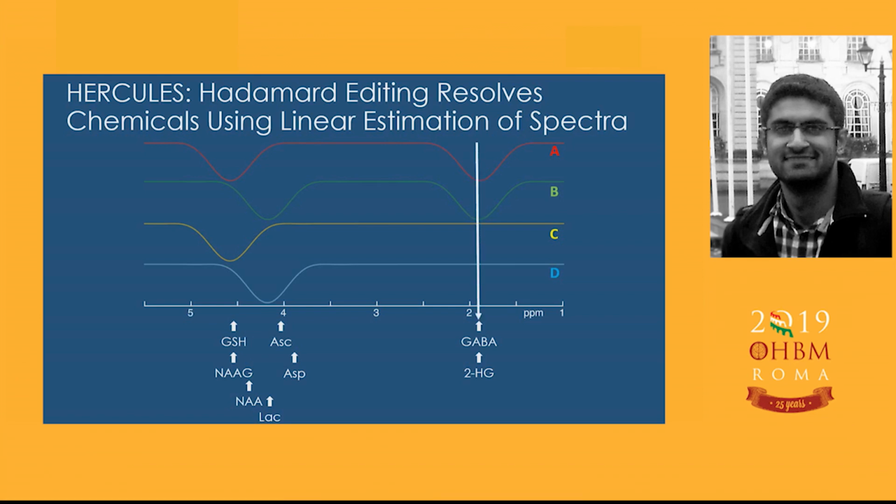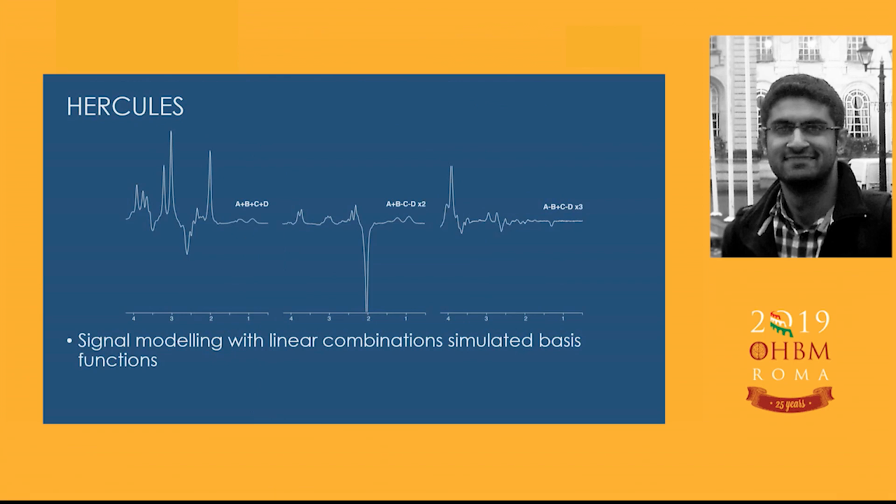If you apply an editing pulse at 1.9 ppm, you can get GABA and 2-HG. Applying at 4.58 ppm, you can get glutathione and NAG. And at 4.18, you can get ascorbate, aspartate, and lactate. So how do you get these 7 edited spectra? In different combinations, you have different spectra. A plus B plus C plus D gives you all the major metabolites. A plus B minus C minus D gives you the GABA-edited spectrum. A minus B plus C minus D gives you the glutathione-edited spectrum.